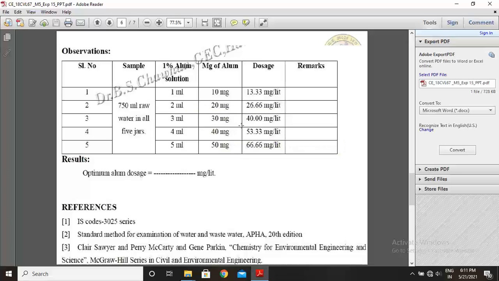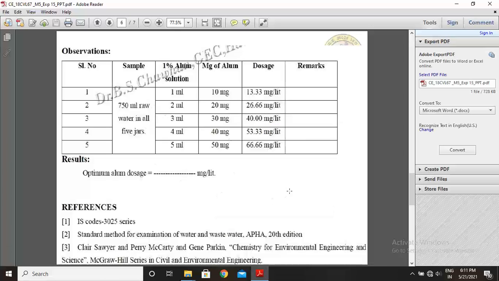Then dose is calculated based on the above calculations. So these are the doses. 1 ml means 13.33 milligram per liter, 2 ml means 26.66 milligram per liter. This is the dose required. Now see the results after 30 minutes. From the jar test, observe the least value. Then write the result here: optimum alum dosage in milligram per liter.